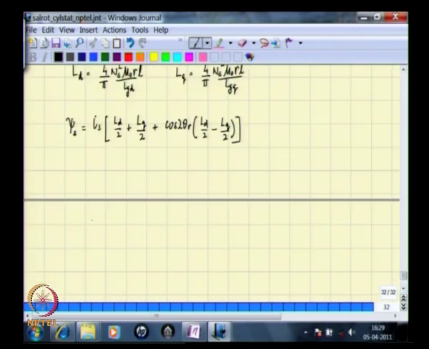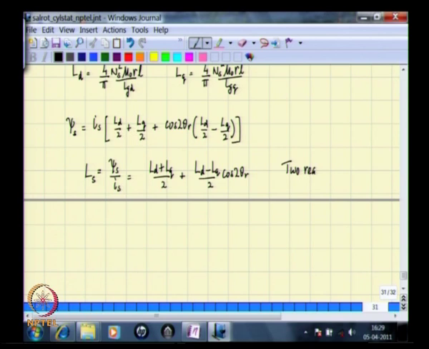and therefore, the total inductance L s can be written as psi s over I s, flux linkage per unit flow of current, which is nothing but L d plus L q by 2 plus L d minus L q by 2 into cos of 2 theta r. This is the expression for the inductance that we get by using what is called two reaction theory.